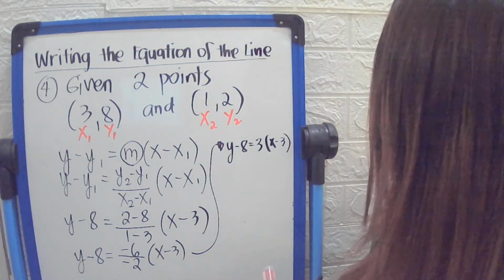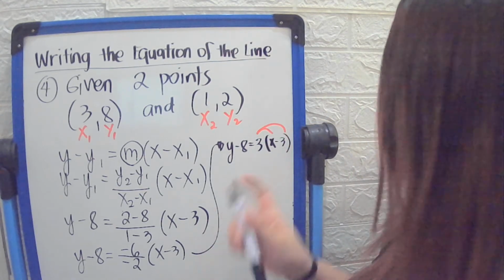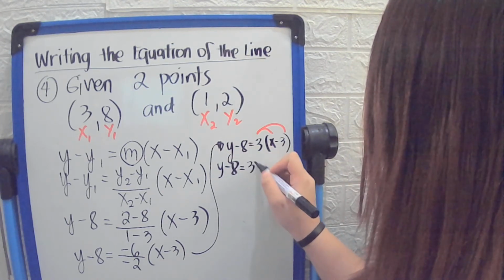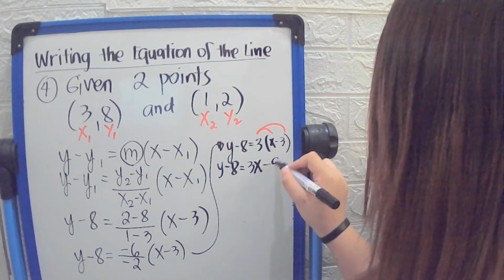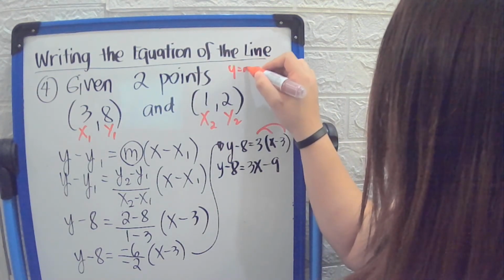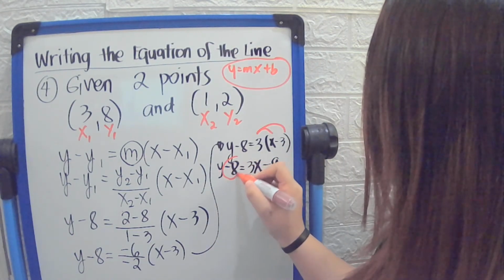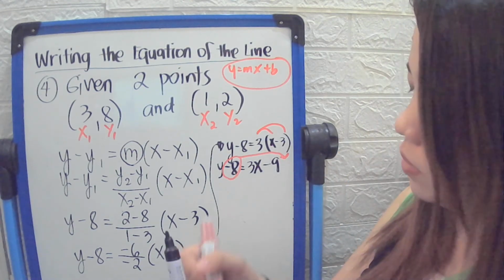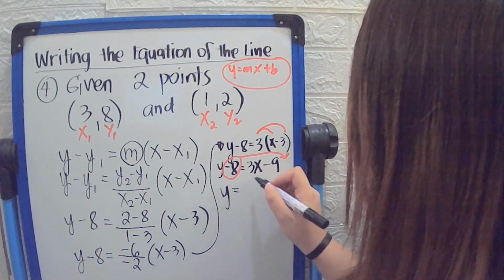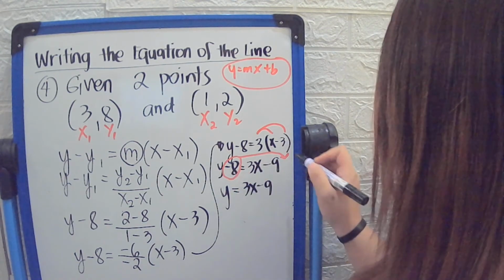Now, gagawin natin sa part na to, distribute muna natin yung 3 dun kay x and negative 3. So, copy lang natin si y minus 8. 3 times x is 3x. 3 times negative 3 is negative 9. Now, follow na natin yung format ng equation of the line na y is equal to mx plus b on this part. So, y lang dapat yung nandito. So, itong minus 8, ililipat natin sa kabila. Para y na lang yung part dito. So, hanggang mangyayari po dyan, y na lang po ang matitira. Copy mo yung 3x minus 9. Tapos, yung negative 8 or yung minus 8, lilipat mo sa kabila, magiging plus 8.